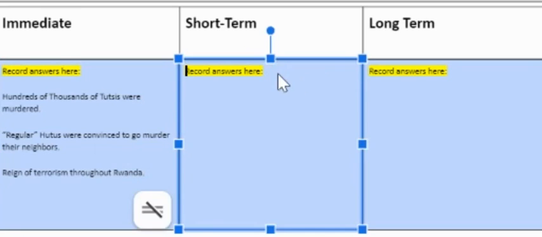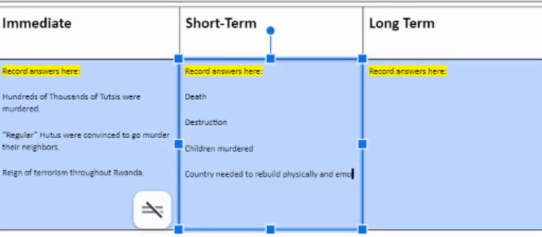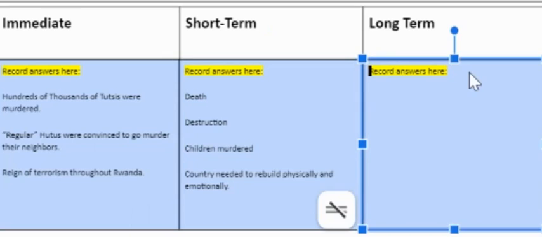So now, short term. Obviously, there was the death, there was destruction. Now, in this particular article, we had children murdered, and we had a country that needed to rebuild. I'd say physically and emotionally. Long term. Well, we're 20 years later, so let's talk long term.